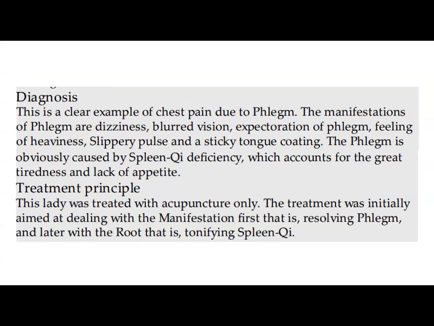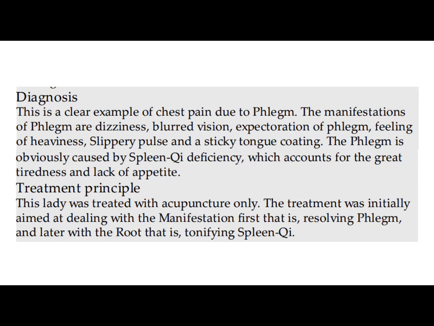This is a clear example of chest pain due to phlegm. Manifestations of phlegm are dizziness, blurred vision, expectoration of phlegm, feeling of heaviness, slippery pulse, and a sticky tongue coating. Phlegm is obviously caused by spleen qi deficiency, which accounts for the great tiredness and lack of appetite. This lady was treated with acupuncture only.